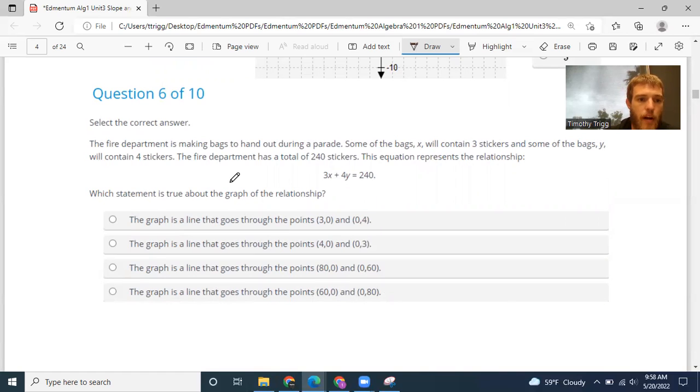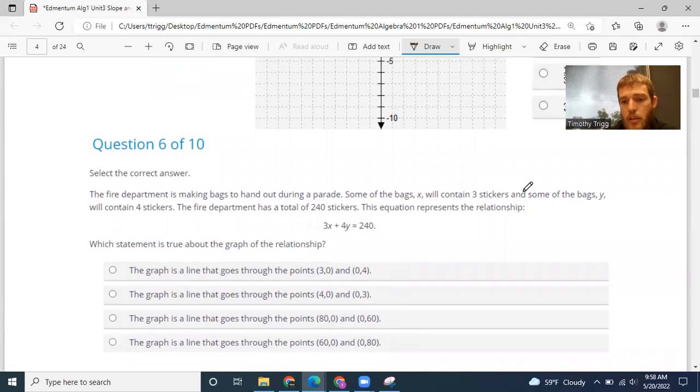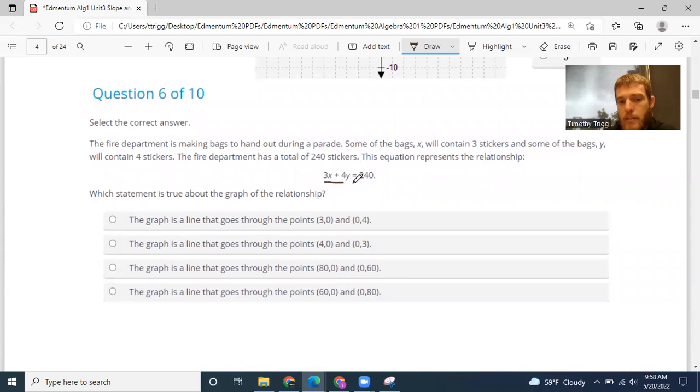Word problem. The fire department is making bags to hand out during a parade. Some of the bags, x, will contain 3 stickers, and some of the bags, y, will contain 4 stickers. I hope I get one of those 4 sticker bags. The fire department has a total of 240 stickers. The equation represents the relationship. So here we have this equation: some bags have 3 stickers, and some bags have 4 stickers. And in total, they have 240 stickers. Which statement is true about the graph?